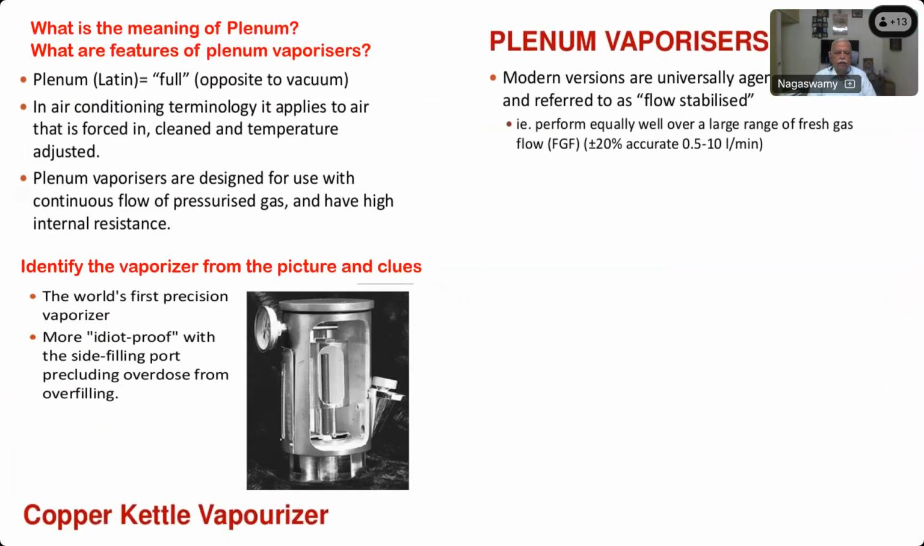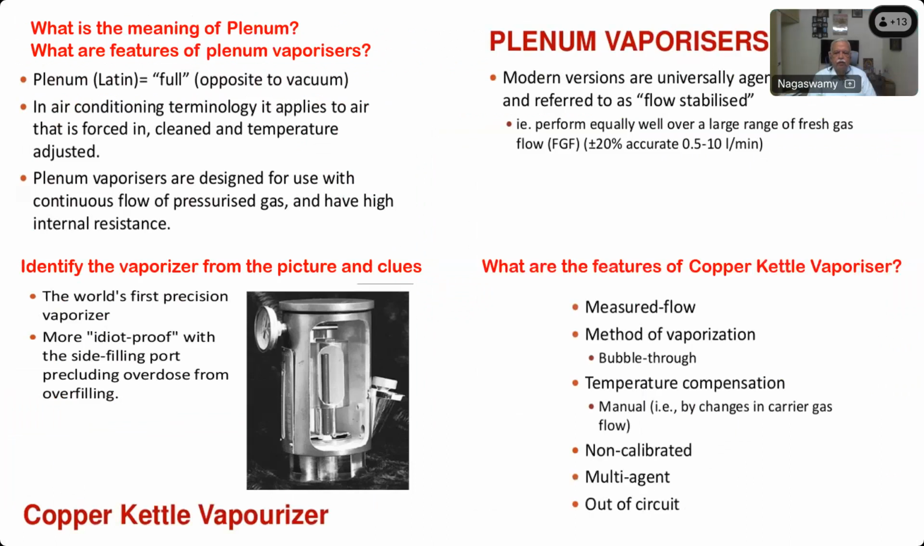Okay, the copper kettle, which I was talking about. It is also a measured flow vaporizer, an older version. The method of vaporization can be bubble-through, also with temperature compensation, not calibrated, multi-agent, outside the circuit.